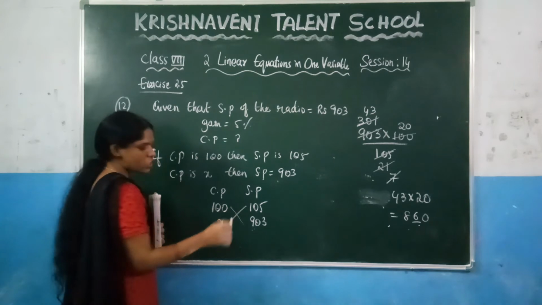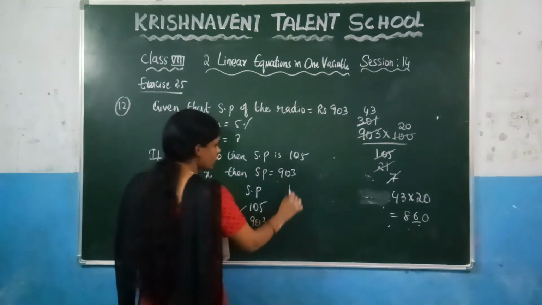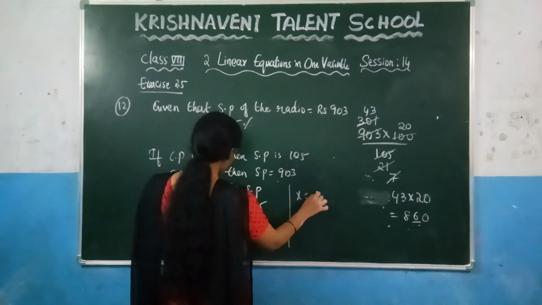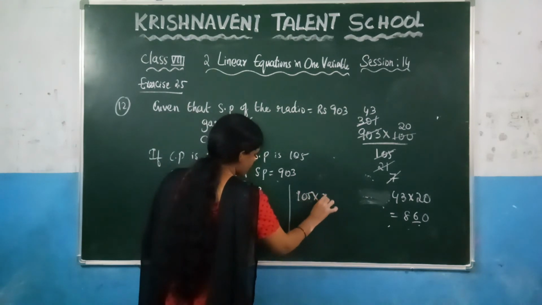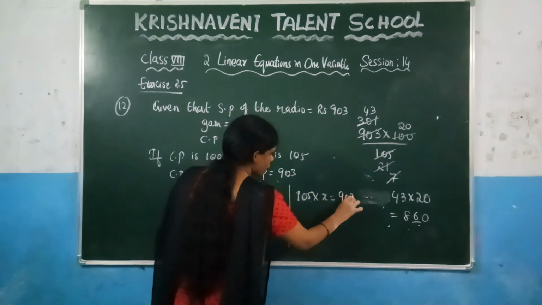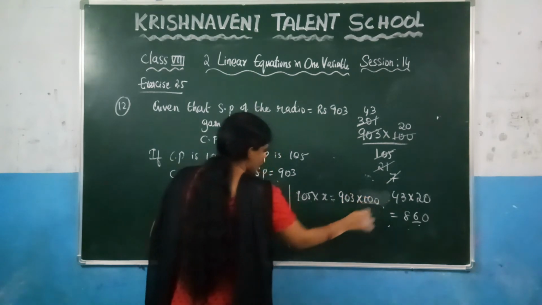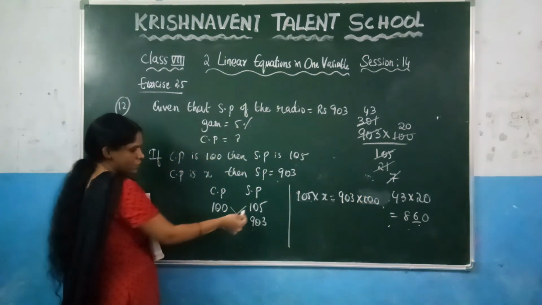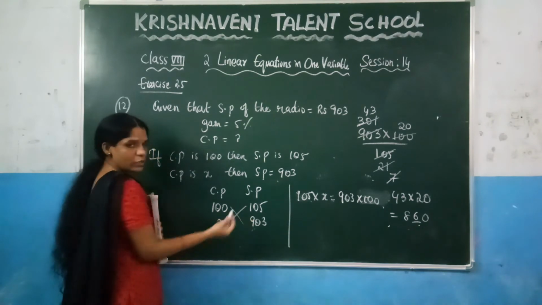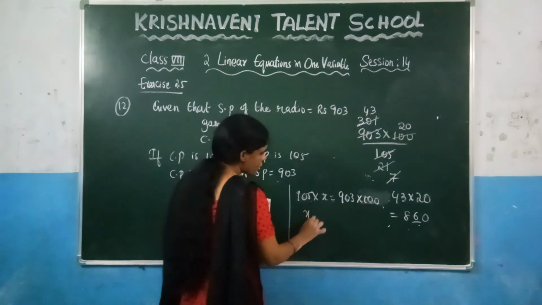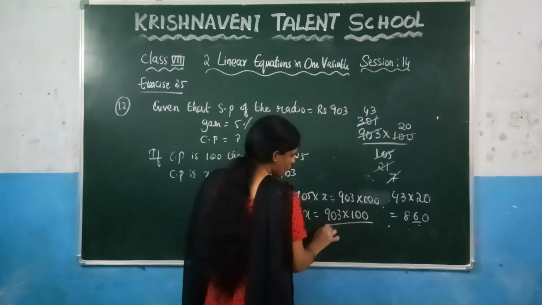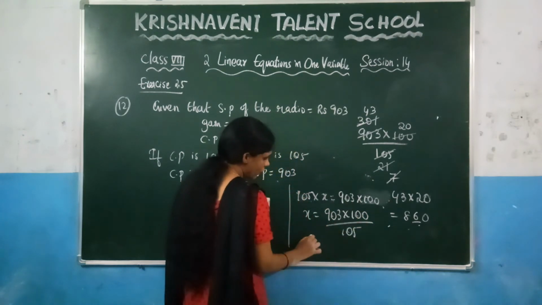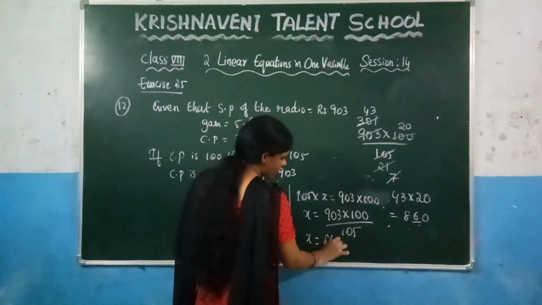Now you need to cross multiply these values. So 105 into X is equal to 903 into 100. Just cross multiply this one. X into 105 is equal to 100 into 903. So the value of X is 903 into 100 by 105. Just now we have calculated this and got the value as 860.